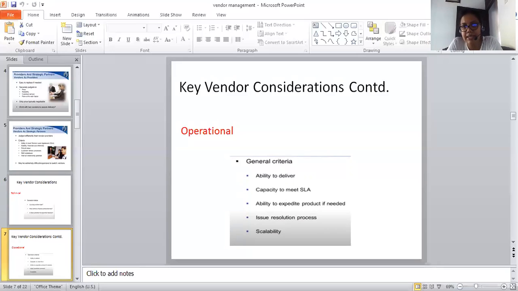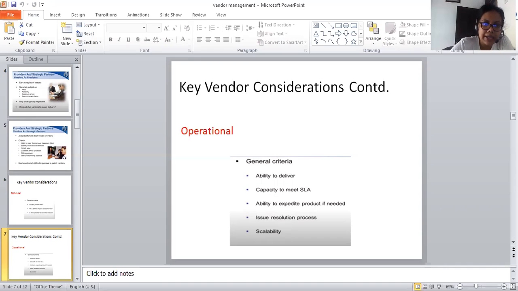And what is meant by scalability is that if the production is going to increase at once, with respect to that you need to have the raw material. So does that particular vendor have the ability to meet the relevant quantity? So the scalability and the ability should be there. I hope this operational considerations section is clear for you. Make a note of the SLA that I have described earlier.